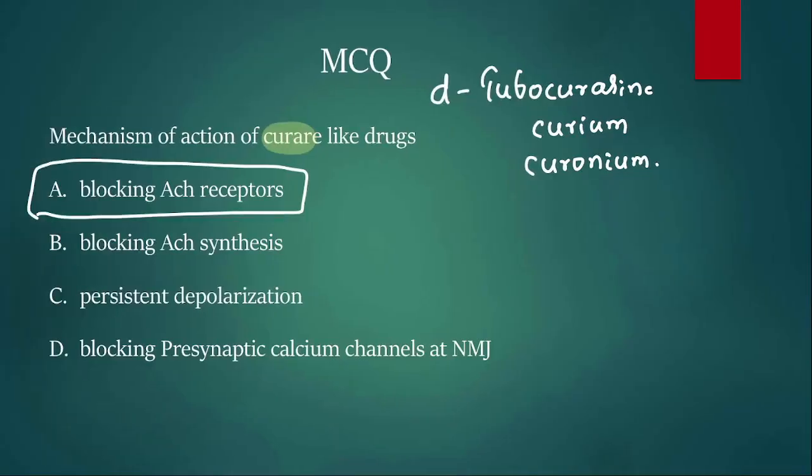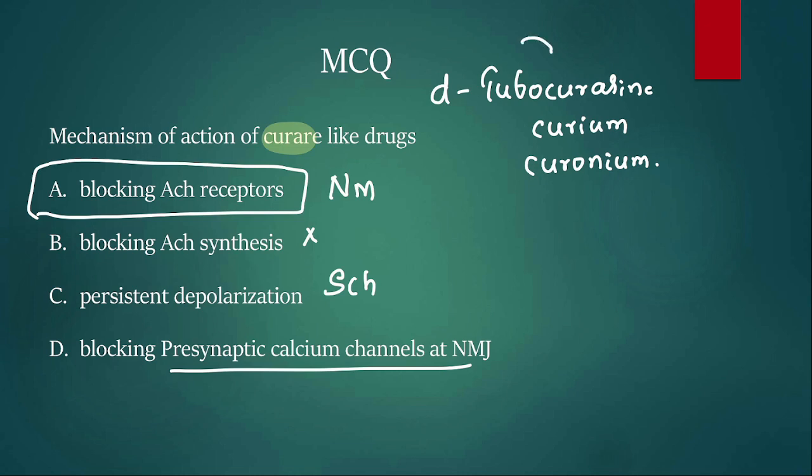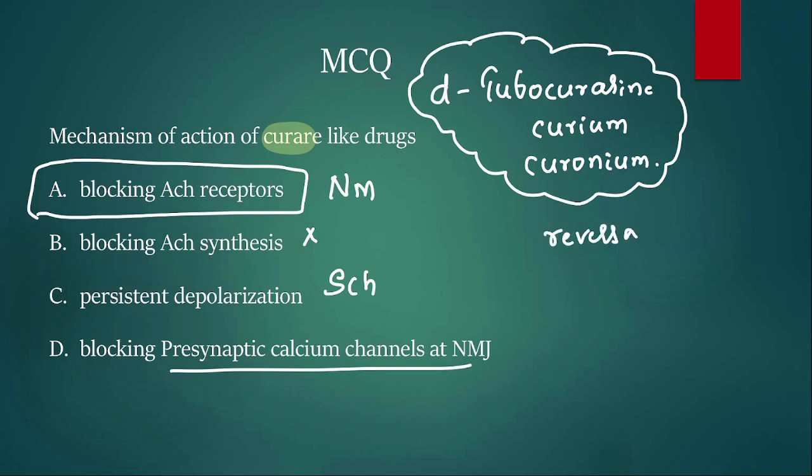So coming back to the question, the answer is blocking acetylcholine receptor, that is NM, that is the mechanism. Blocking acetylcholine synthesis is not the mechanism. Persistent depolarization is succinylcholine. Blocking presynaptic calcium at the neuromuscular junction is aminoglycoside. So this is tested frequently. Now tell me, how do you reverse these drugs? What is the reversal drug used for these? I'll give the clue. The name starts with N and P. Tell me that.